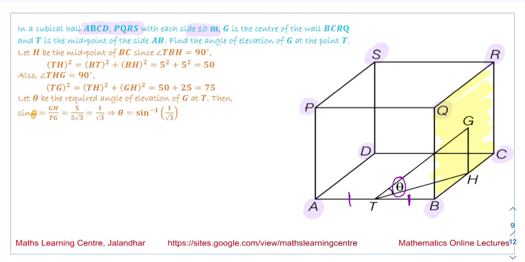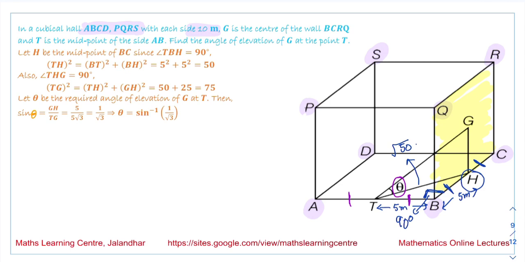Now suppose H is the midpoint of the side BC. Then we have this angle TBH, which is 90 degrees. Now this length TB is 5 meters, it is the midpoint. So the length of the side TH is equal to square root of 50.